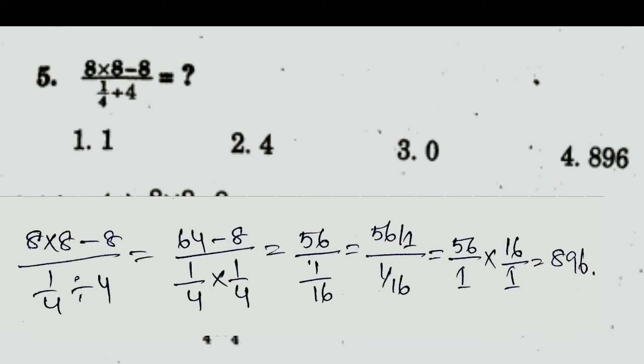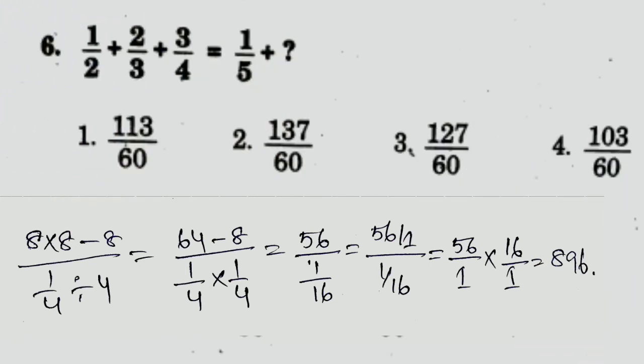So the next step is 56 by 1 by 16. In the next step, 56 by 1 into the denominator changes as numerator, numerator changes as denominator. So 56 by 1 into 16 by 1. So 56 16s are 896. So option 4 is the correct answer.